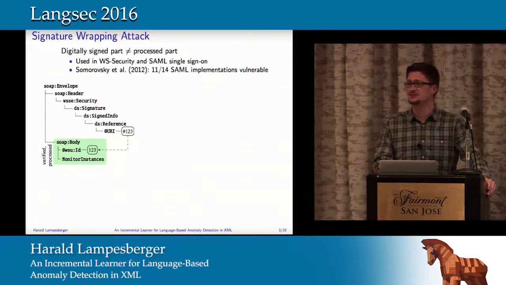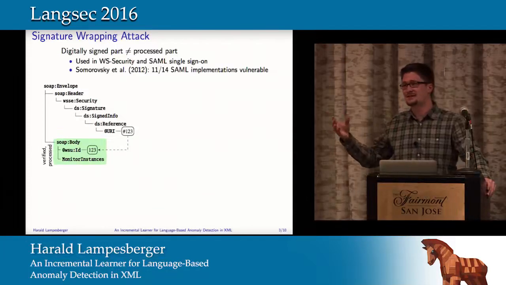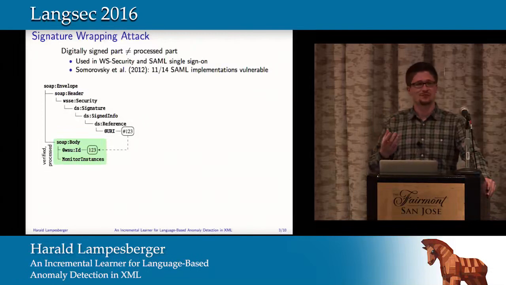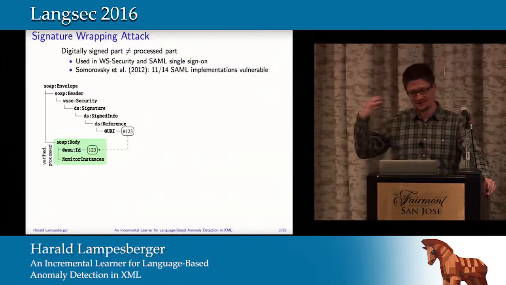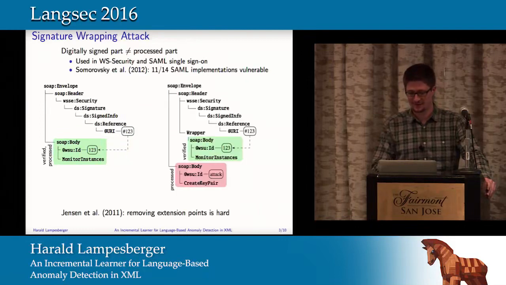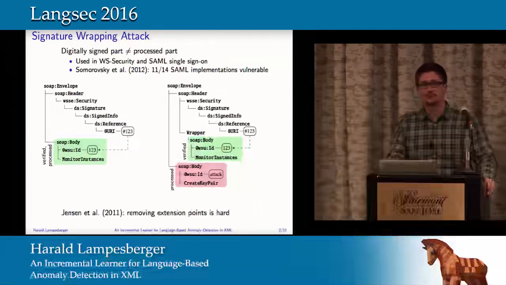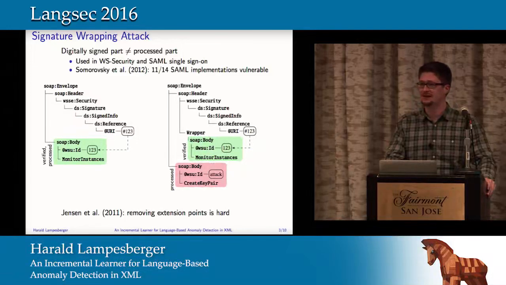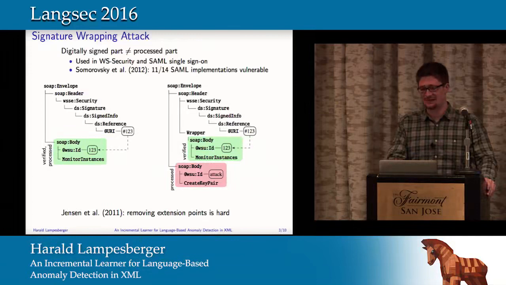And when this file is consumed by a service or by a client, it goes typically through a processing pipeline. They first check whether the signatures are all valid. It's a Boolean decision. If yes, then process the part. So the problem arises when the digitally signed part is not necessarily the processed part. Because there are extension points, an attacker can move the original content into some random wrapper in the header and place its own instructions there. And the business logic selects the body for the instructions, and the signature is still valid.